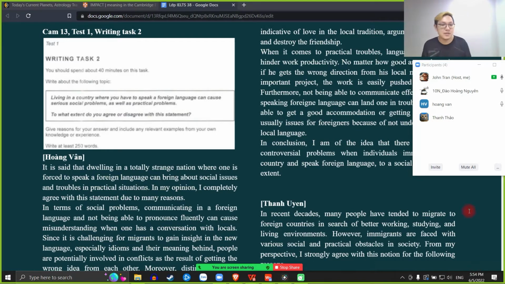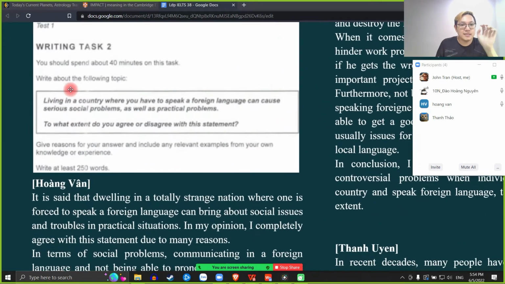Okay, let's continue. So this task 2, what do they talk about? Let's read. Writing task 2. Living in a country where you have to speak a foreign language can cause serious social problems as well as practical problems.